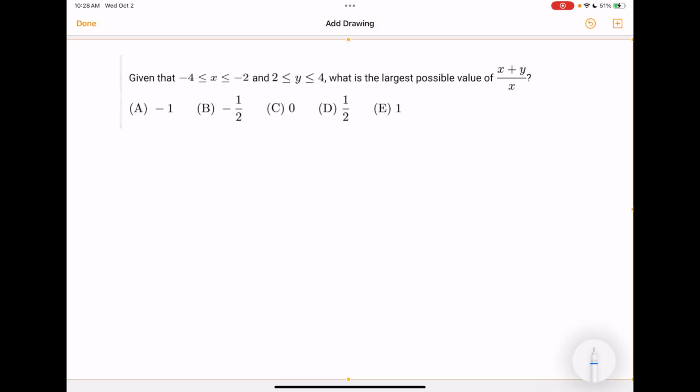So it gives us a range of x and y, and so x could be negative 4, negative 3, or negative 2. Y could be 2, 3, or 4. So there's not many choices you can choose from. And I'm going to start off by simplifying this.